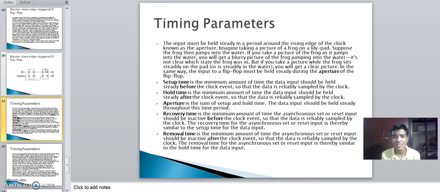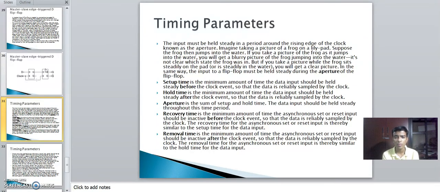The input must be held steady in a period around the rising edge of the clock, known as the aperture. Imagine taking a picture of a frog on a lily pad. Suppose the frog then jumps onto the water. If you take a picture of the frog as it jumps into the water, you will get a blurry picture of the frog jumping into the water. It's not clear which state the frog was in. But if you take a picture while the frog sits steadily on the pad or steadily in the water, you will get a clear picture. In the same way, the input to a flip-flop must be held steady during the aperture of the flip-flop.